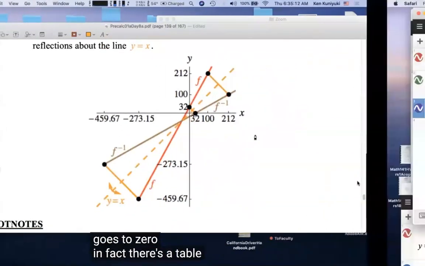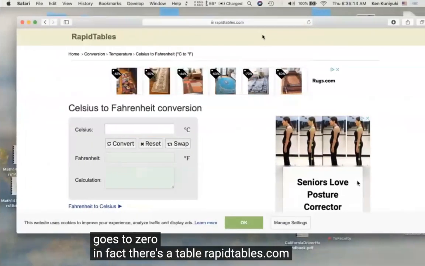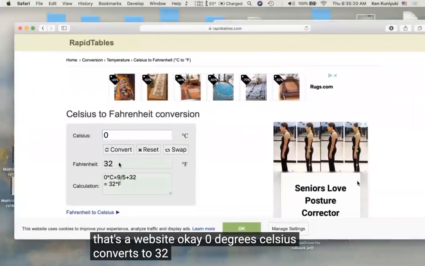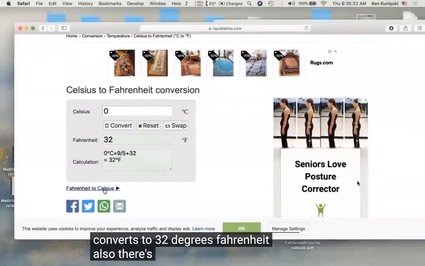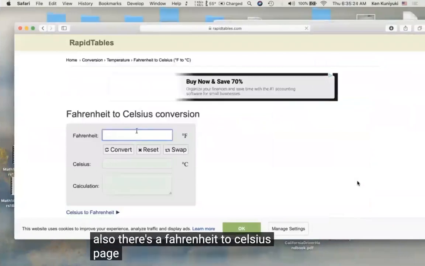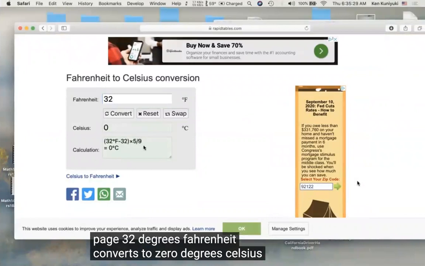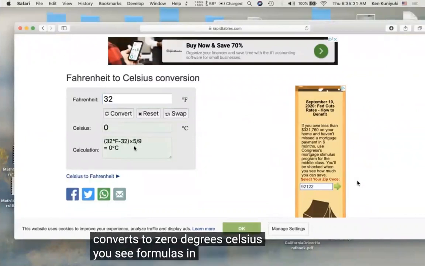In fact, there's a table at rapidtables.com, that's a website. Okay, 0 degrees Celsius converts to 32 degrees Fahrenheit. Also, there's a Fahrenheit to Celsius page. 32 degrees Fahrenheit converts to 0 degrees Celsius. You see formulas in here.